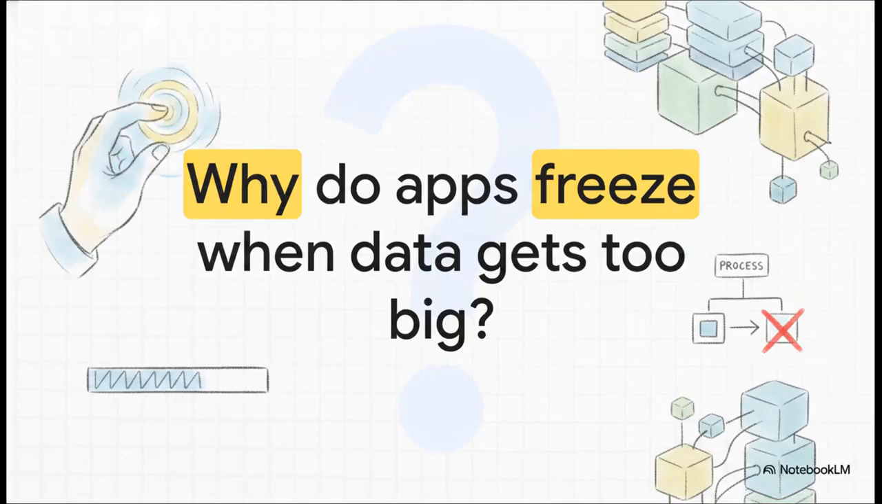Okay, let's dive into this. Have you ever been right in the middle of a crucial task? Like, maybe you're trying to render a super heavy 4K video for social media, or you're loading a massive dataset for a computer science project, and your app just completely freezes. The cursor turns into that dreaded spinning wheel, the screen grays out, and you're just stuck waiting. You might be wondering, what exactly is happening under the hood here? Why does software suddenly just halt when data gets too big?